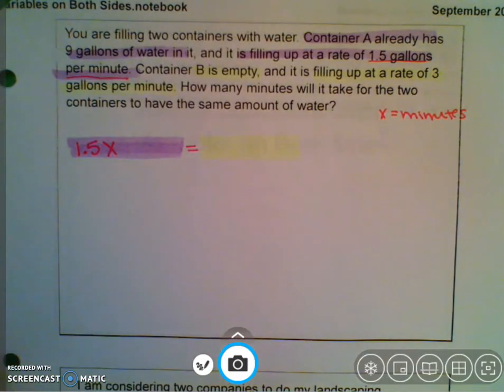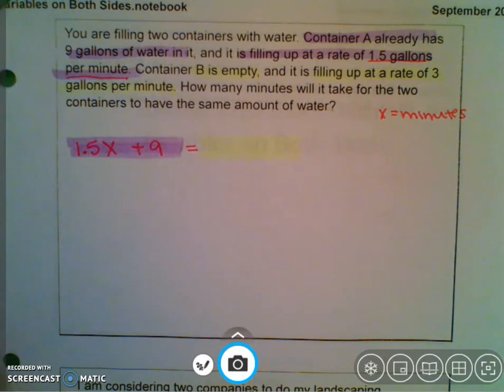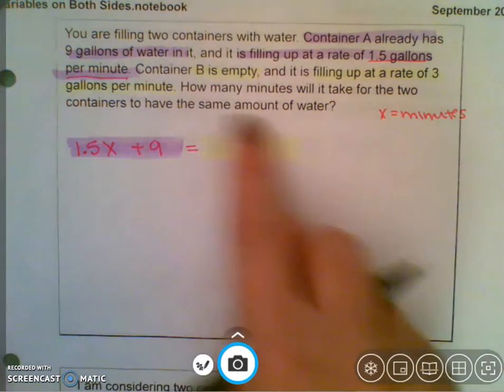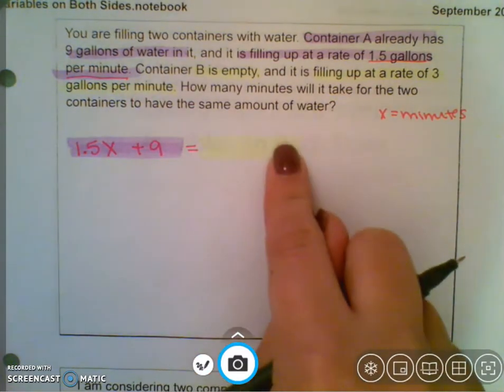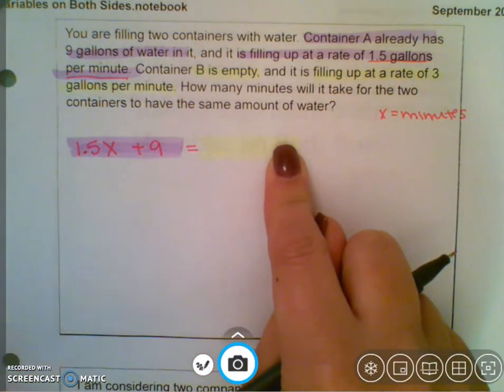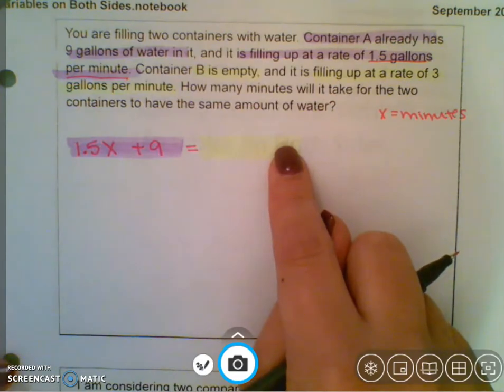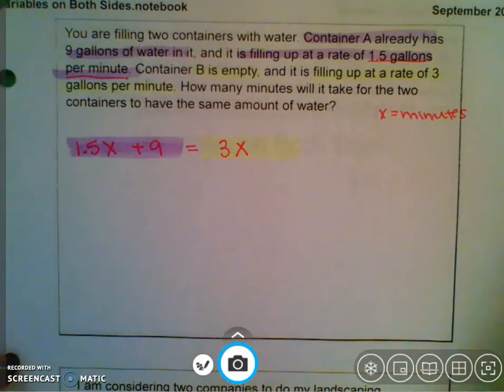So I'm 1.5x, but container A already had 9 gallons in it. So I'm going to add 9 to the end of that. Container B is empty, so when I write this equation, there's not going to be a number at the end like there is here. But container B is filling up at a rate of 3 gallons per minute. 3 gallons per minute is 3x, 3 times x.